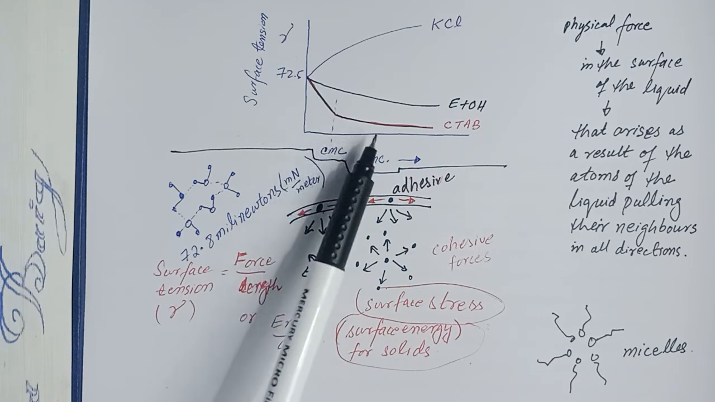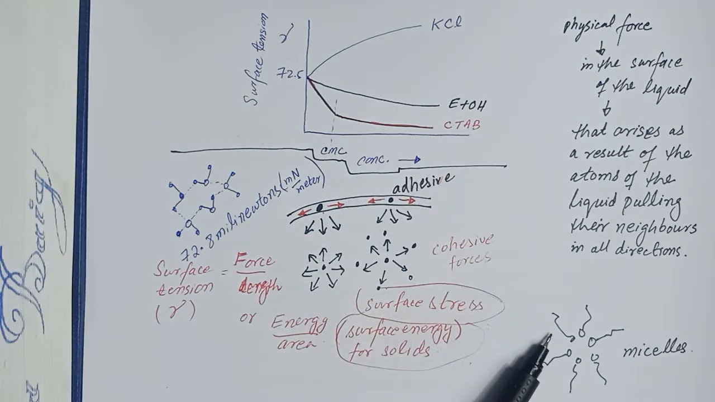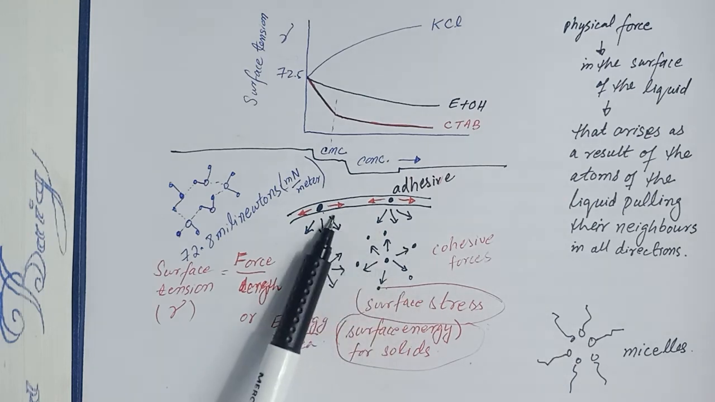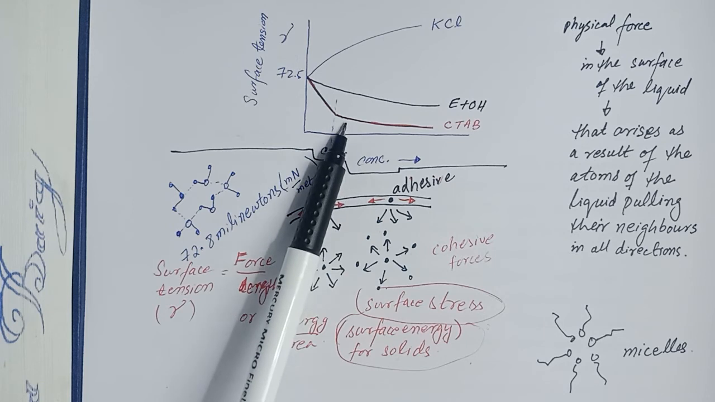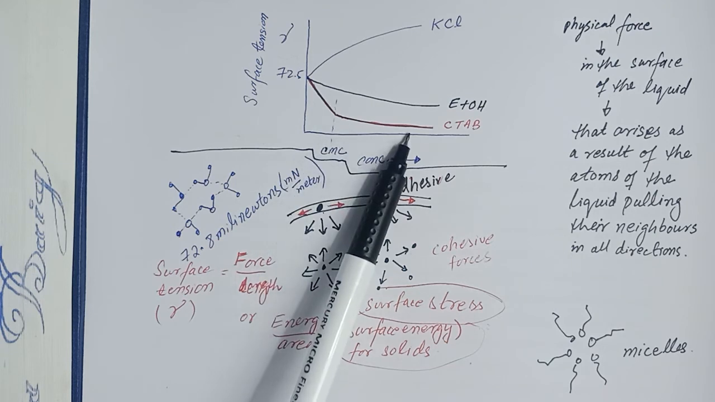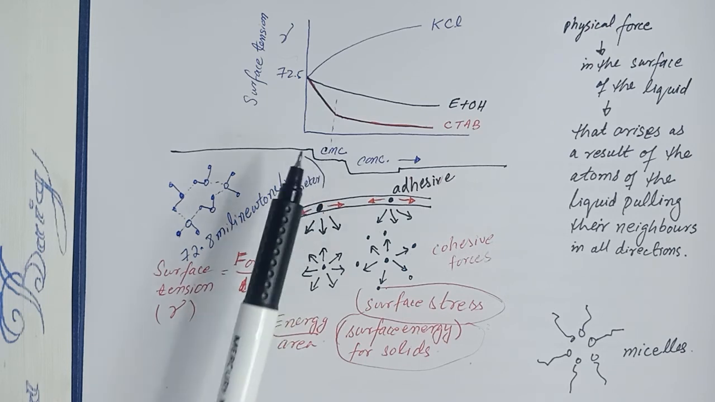After CMC, the increase in concentration will increase the number of micelles instead of the movement of the surfactant molecules to the surface. So this is why the surface tension of the surface active agent is slowly decreased after formation of micelles, or at the point of CMC.